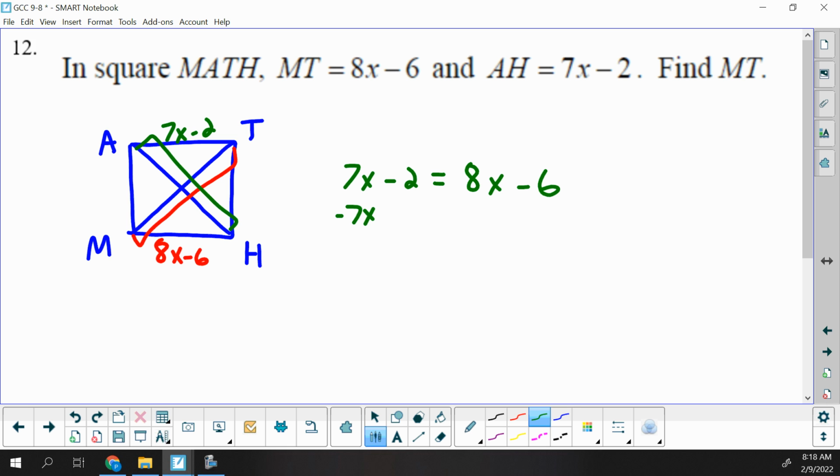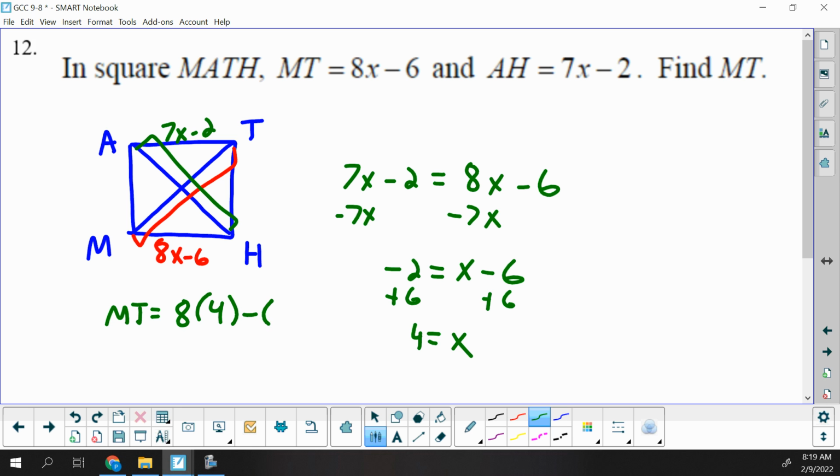I'll maybe start by subtracting the 7x over. So you got negative 2 equals x minus 6. We'll add the 6 over, so 4 equals x. And reread the question. We don't just want x, we want to find MT. Well, MT was the 8x minus 6, so we'll have 8 times 4 minus 6. That gives us 32 minus 6. Or in other words, MT is just 26.